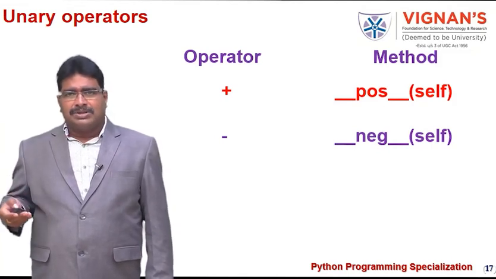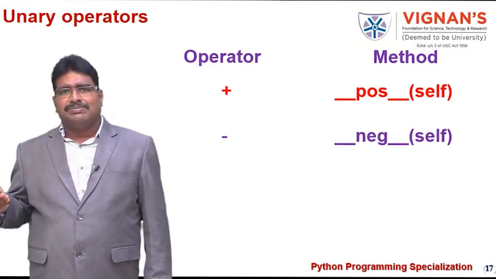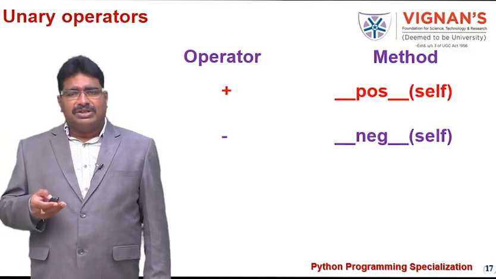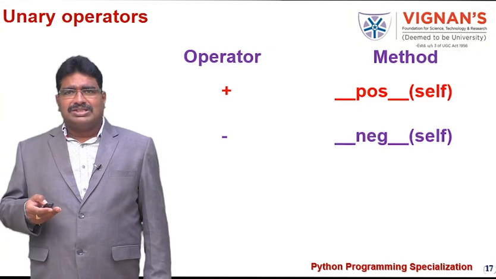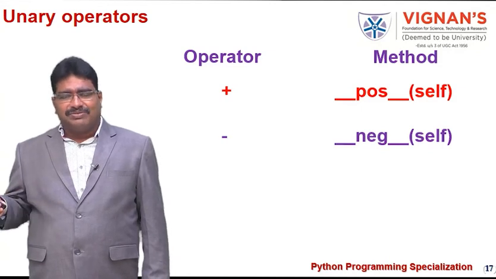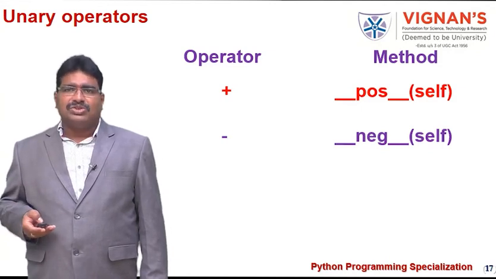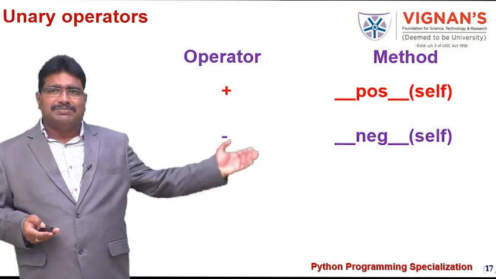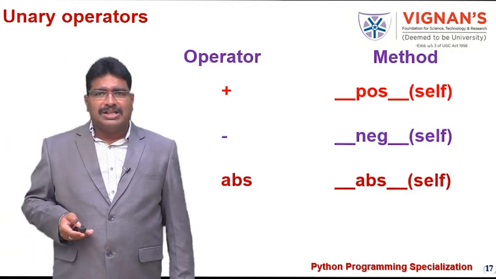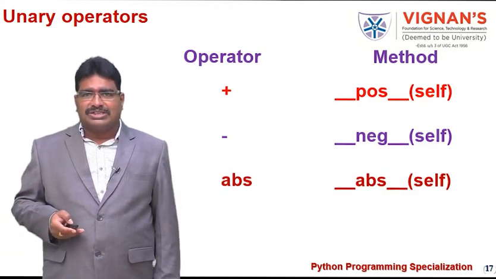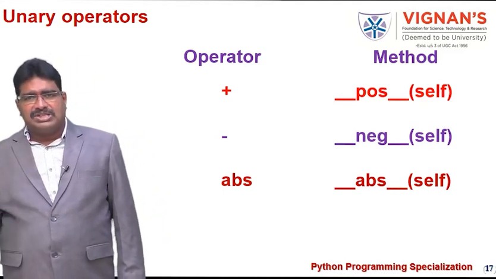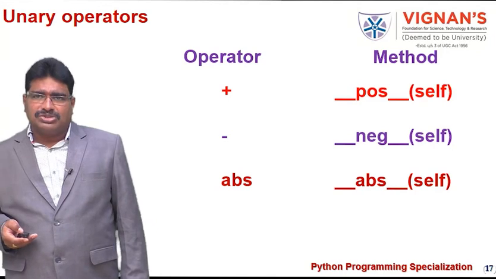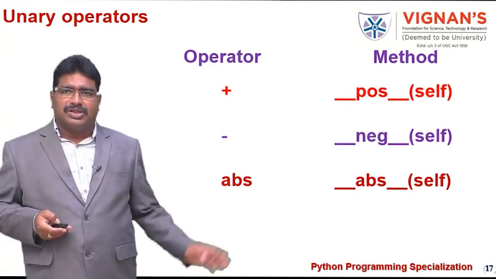Or we can assume that A is a complex variable whose real value is 3 and imaginary value is 5, and we define B = -A. We need to get a real value of -3 and an imaginary value of -5. That is, when we need to apply the negative operation, we use the __neg__ method to overload. And similarly the ABS, the absolute value: if we pass a positive, we get the positive only. If we pass a negative, it is also converted to positive. So it is possible to overload the unary operators.